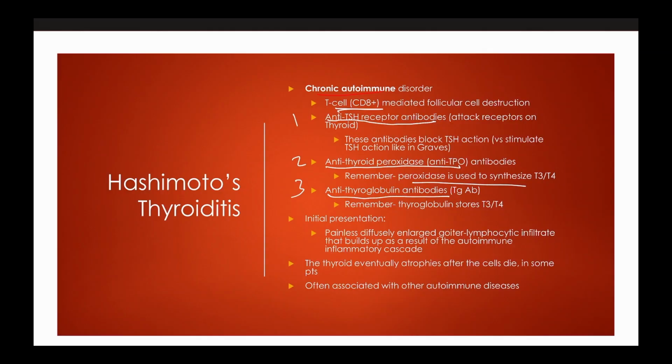Initial presentation for Hashimoto's: painless, diffusely enlarged, so symmetric goiter. Lymphocytic infiltrate builds up due to the autoimmune inflammatory cascade. So they have a swollen thyroid due to all the inflammation going on, due to the swelling from this autoimmune destruction. Eventually, the thyroid gland will atrophy after the cells die in some patients, and it's also associated with other autoimmune diseases. So in endo, in the winter, again, talking about those multiple endocrine neoplasias, will show up in some of those as well.